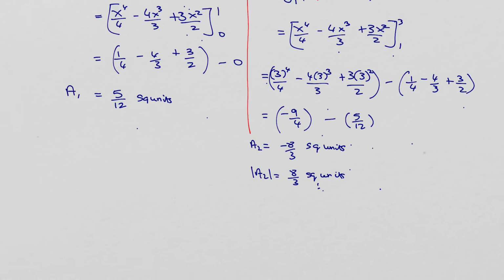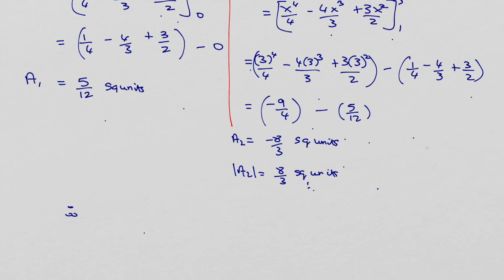So then by adding those two together, the total area is going to be 5 over 12 plus 8 over 3, which gives us an area of 37 over 12 square units. So don't forget to write in square units into your answer.